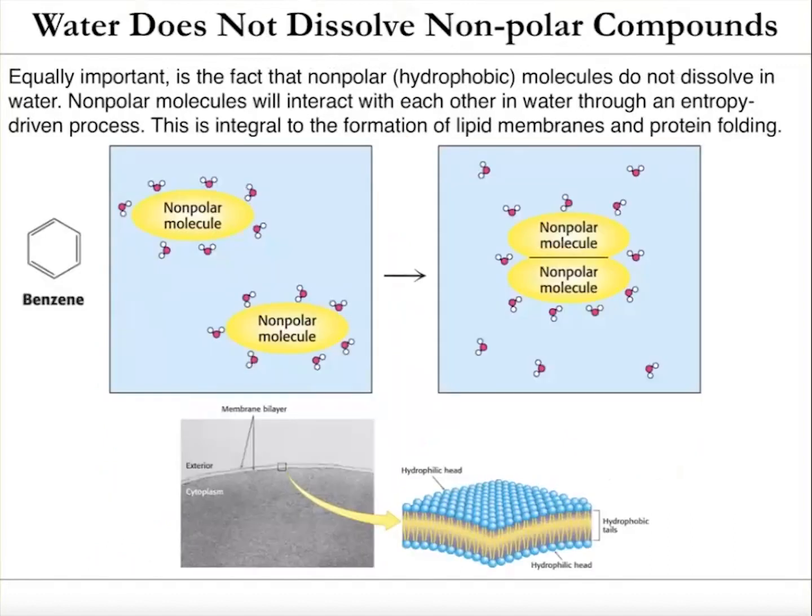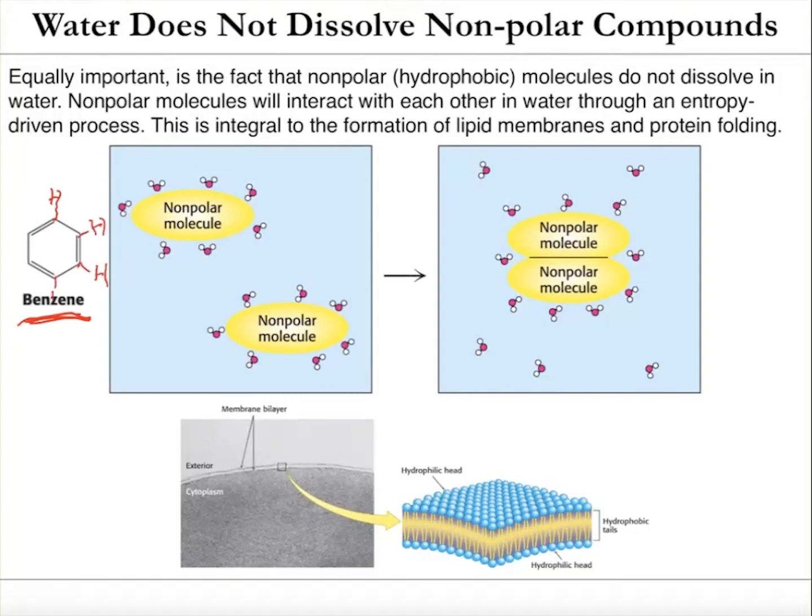Now, just as important as the fact that water can dissolve polar compounds and charged compounds, water does not dissolve nonpolar compounds. So if a compound is nonpolar, it's not going to dissolve readily in water because it's got nothing for those positive charges on the hydrogens and the negative charges on the oxygens to interact with. So if we take this molecule benzene, which we just talked about, benzene is just made up of carbon with 6 hydrogens on it.